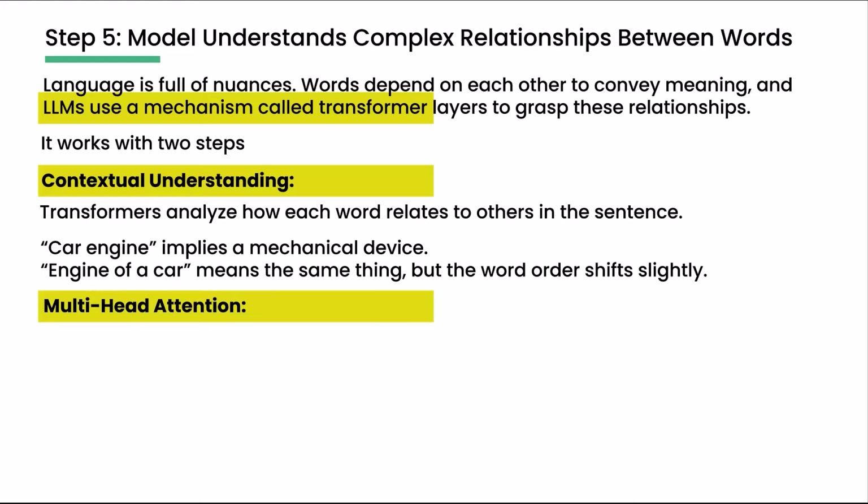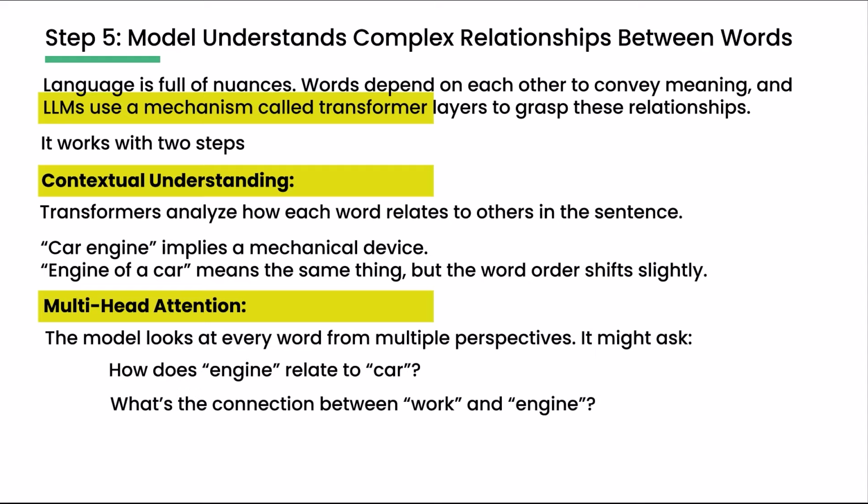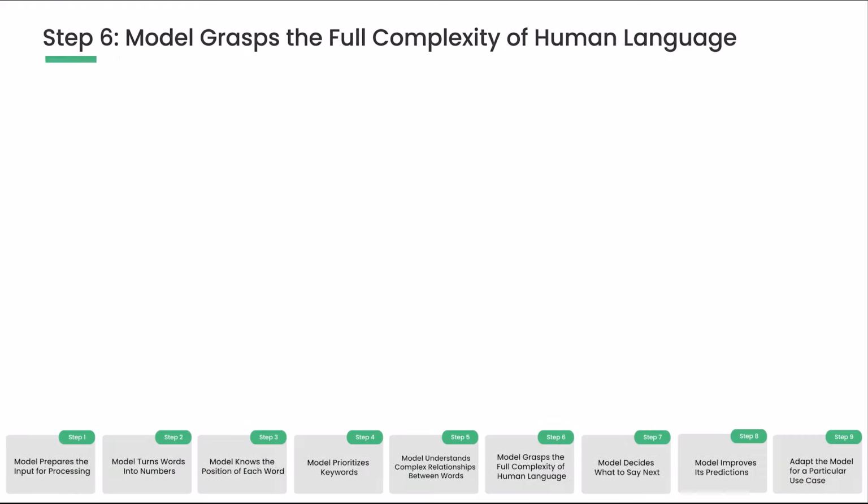Second, multi-head attention. The model looks at every word from multiple perspectives. It might ask, how does engine relate to car? What's the connection between work and engine? This step is like solving a puzzle where each piece connects to others in multiple ways until the full picture is clear. Next, step 6, the model grasps the full complexity of human language.